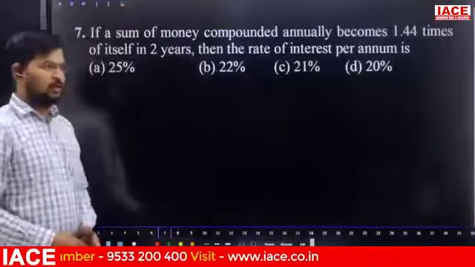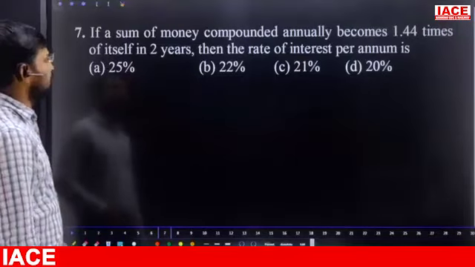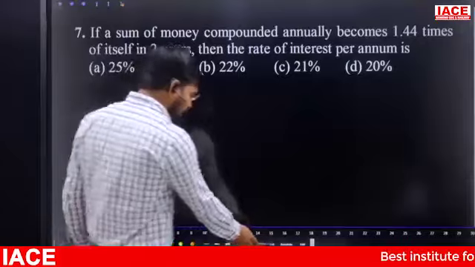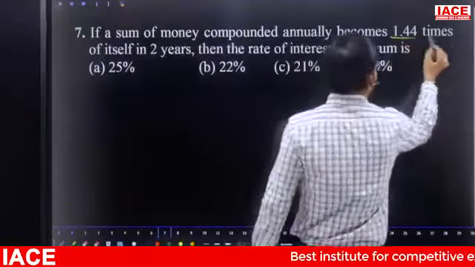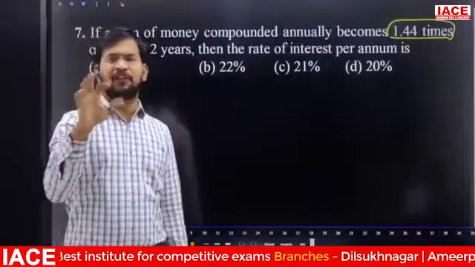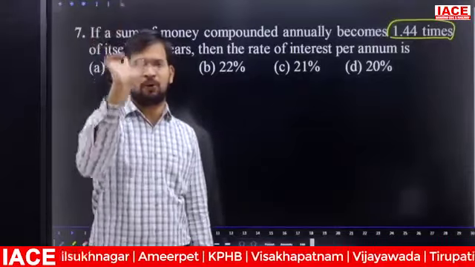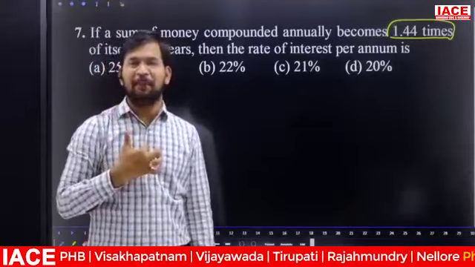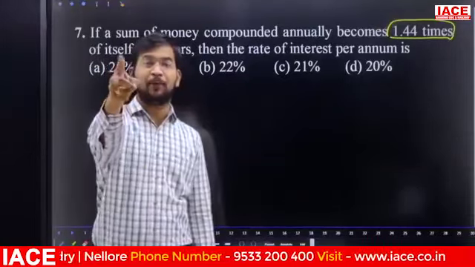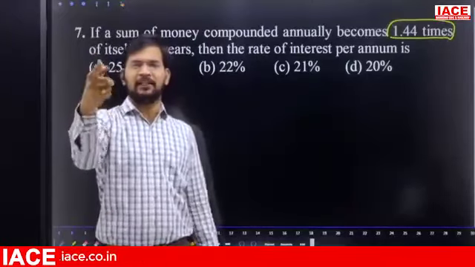Read the next question. A sum of money compounded annually becomes 1.44 times itself in 2 years. Then find the rate of interest per annum. So underline 1.44 times. First of all, 1.44 is the square of what? 1.2 whole square. 1.2 can be written as 120%, because 120% is 120 by 100, which is 1.2.